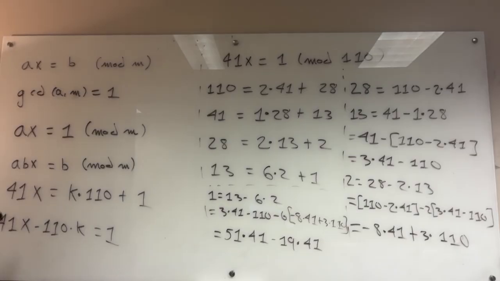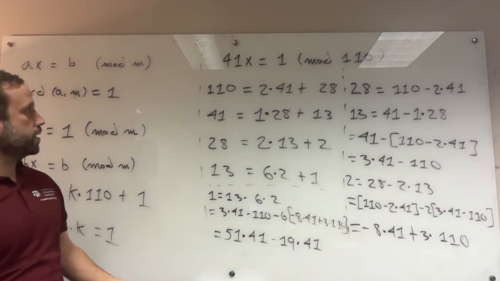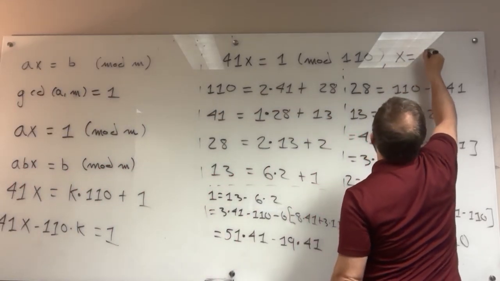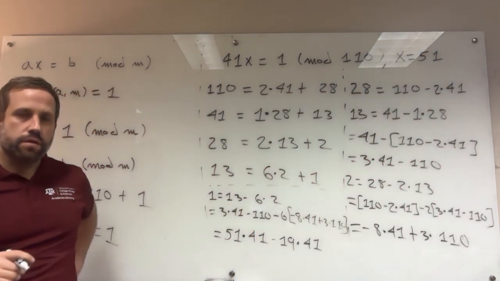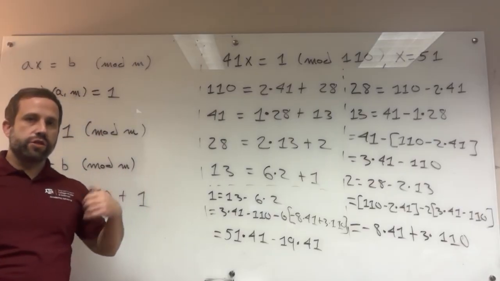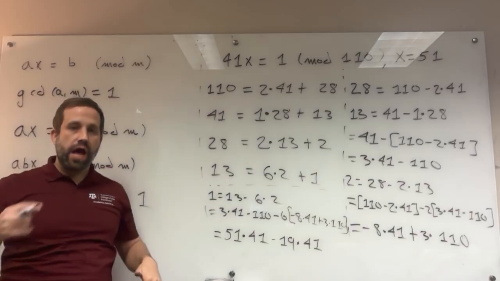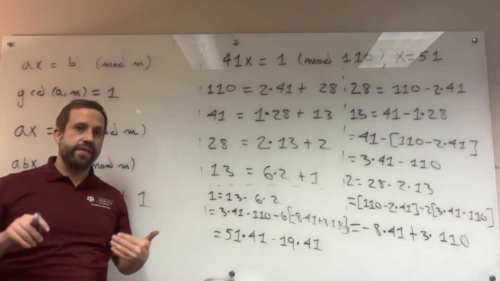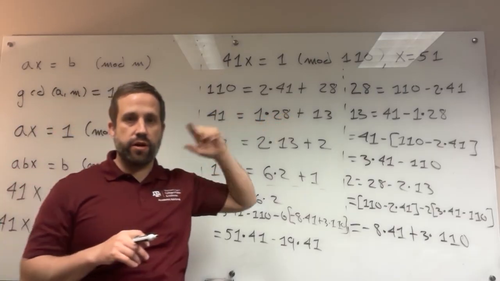Okay, but at any rate, what this does is it tells us that a solution to the equation 41x is equal to 1 mod 110 is 51. Okay, so here I can put x is equal to 51. Okay, and I want to subtract. Typically, what I would want to do is subtract 110 from that answer 51 as many times as I need to get the smallest positive number that's going to satisfy this. Well, obviously 51 is less than 110, so I don't need to do that.